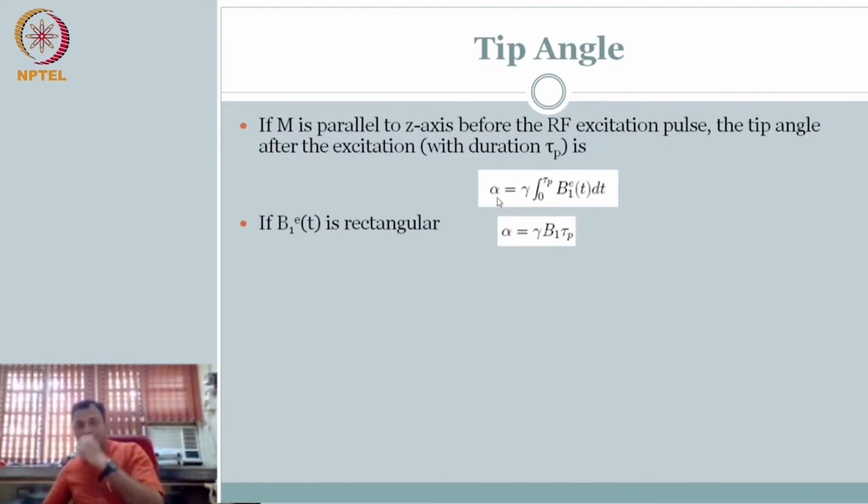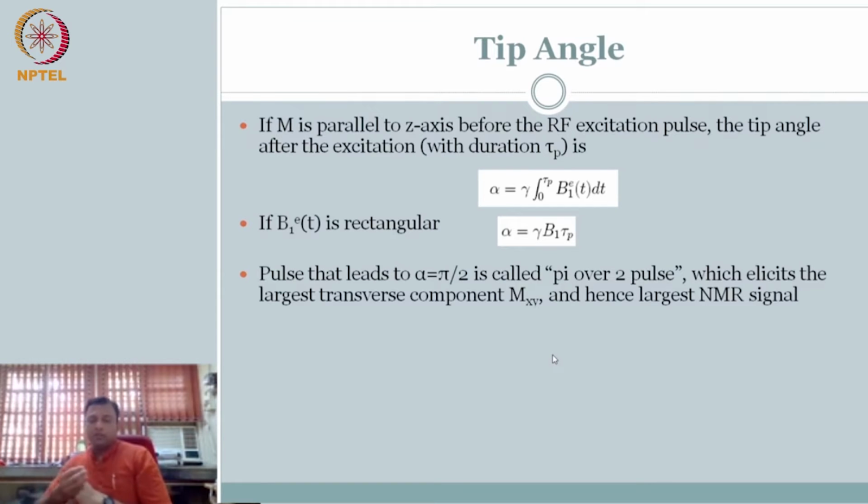So the alpha is the tip angle, right? For the simple case, if you assume it to be a rectangle, then your alpha is nothing but gamma B1 tau p. Tau p is the time duration over which this excitation pulse is on. The simplest case of a rectangle, I just get 0 to tau p minus 0, so gamma B1 tau p.